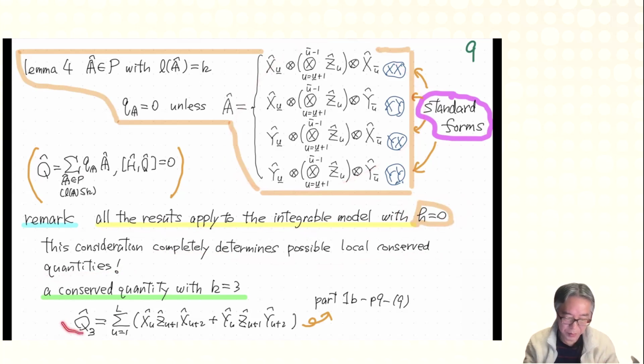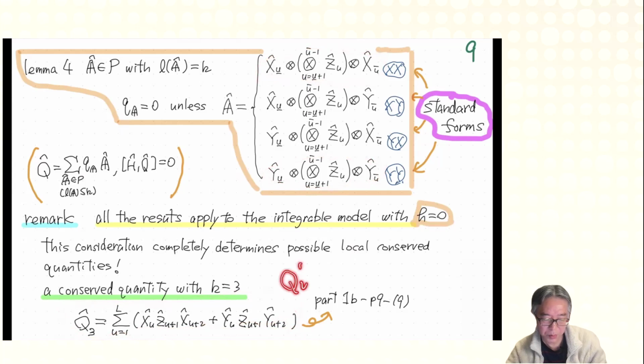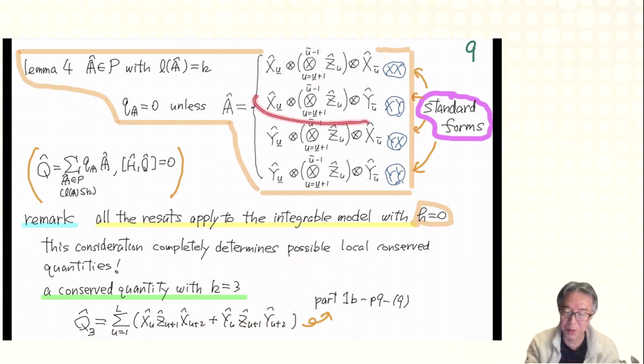For example, we have seen that this is a conserved quantity, but then you see that this is a sum of this XX type and YY type, right? And we have also seen that Q2 prime, that is like XY minus YX thing, is also a local conserved quantity. So in this case, this is a linear combination of this XY type and YX type. Okay, so that was a remark for the solvable model. And now this is the end of step 1.